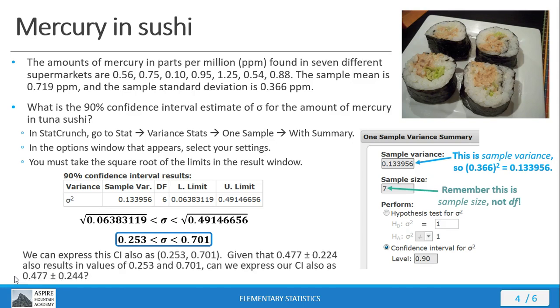We can also express it as 0.253, 0.701. So given that 0.477 plus or minus 0.224 also results in values of 0.253 and 0.701, can we express our CI also in this format? The answer to that is going to be no. The standard deviation is typically not centered within the CI, and that's because it's based on the chi-square distribution, which is a skewed distribution.